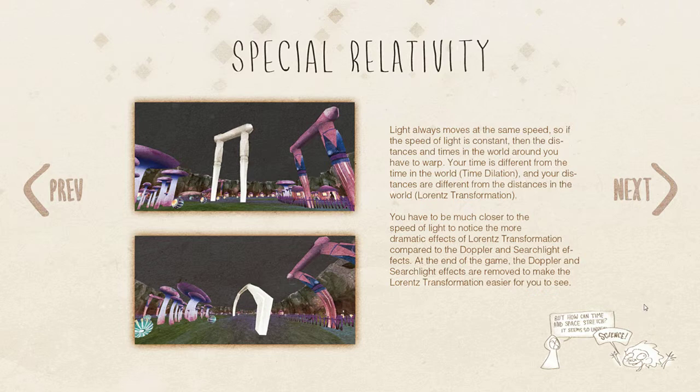Special relativity. Light always moves at the same speed, so if the speed of light is constant, then the distances and times in the world around you have to warp. Your time is different from the time in the world, time dilation, and your distances are different from the distances in the world, Lorentz transformation. You have to be much closer to the speed of light to notice the more dramatic effects of Lorentz transformation compared to the Doppler and searchlight effects. At the end of the game, the Doppler and searchlight effects are removed to make the Lorentz transformation easier for you to see. That's what happened the moment we collected that 100th orb. A cute little comic down here.